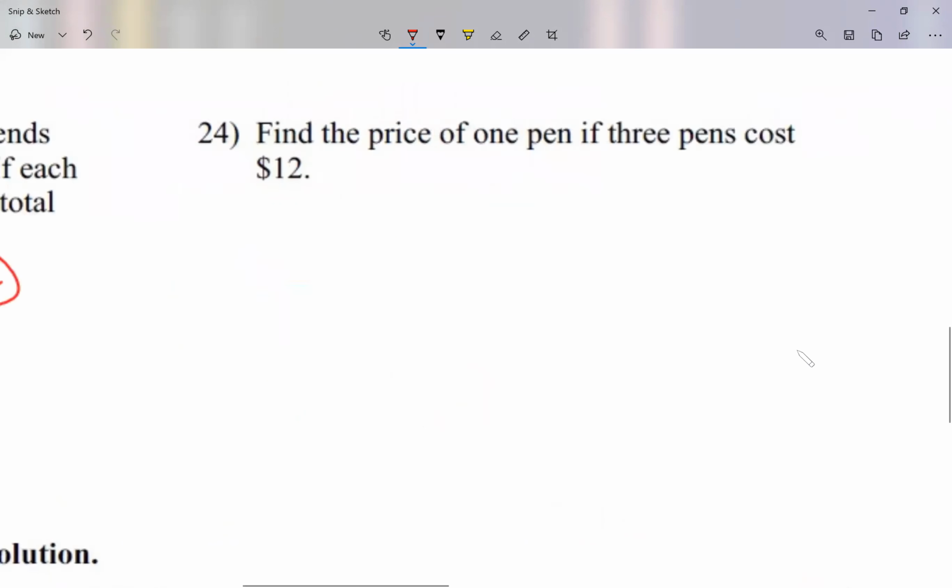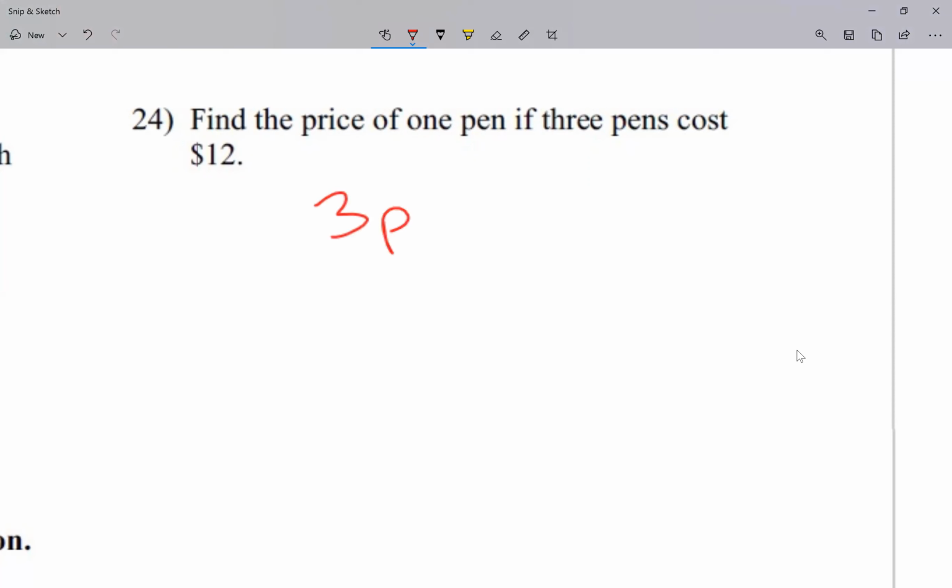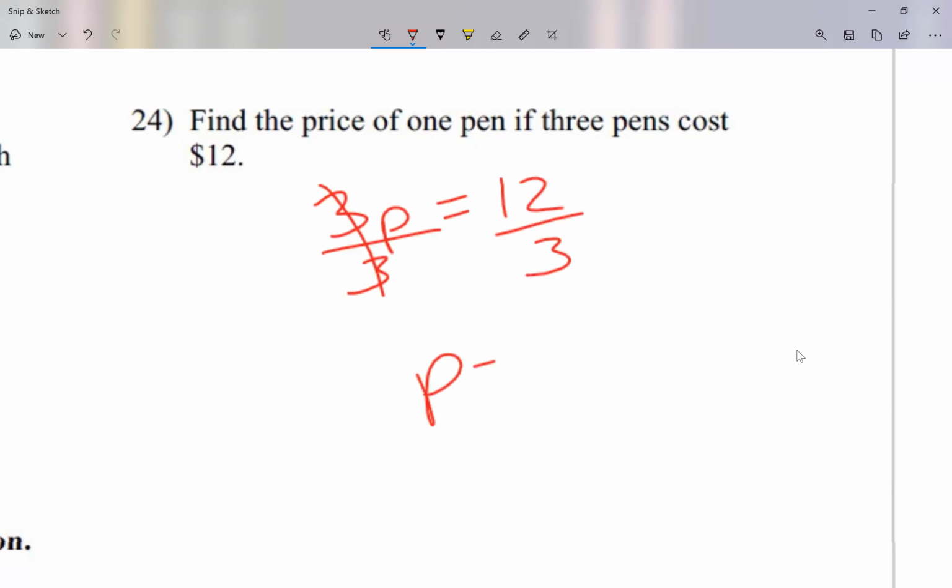Looking at number 24. Find the price of 1 pen if 3 pens cost $12. So 3 times the pen, so 3 times P, it's equal to 12. How much is 1 pen, 1 P? Let me divide both sides by 3. 12 divided by 3 is 4. So each pen is $4.